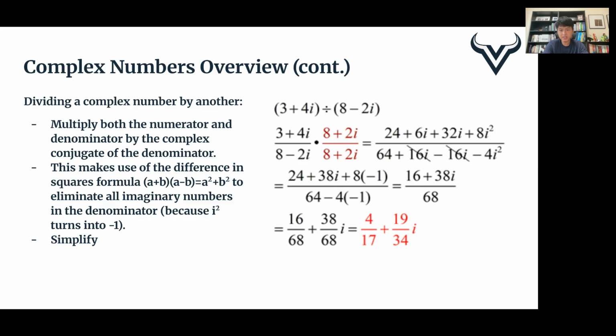The example shown to the right is 3 plus 4i divided by 8 minus 2i. As you can see, you first multiply by the complex conjugate of 8 minus 2i, which is the denominator. That's 8 plus 2i. So you multiply both the numerator and the denominator by 8 plus 2i. Then you find that the denominator turns into 64 minus 4i squared. Since i squared is -1, that is 64 minus 4 times -1, which simplifies to 68. Then you simplify the numerator to 16 plus 38i, and you end up with 4/17 plus 19 over 34i.